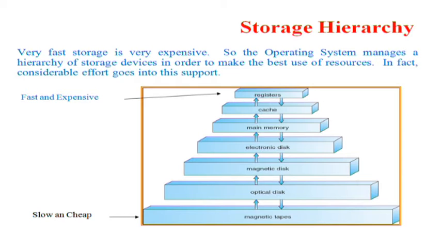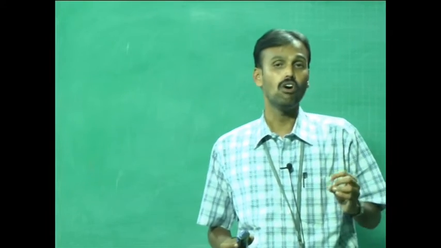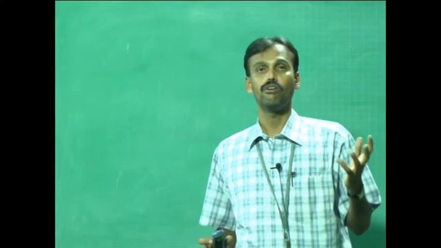The fast and expensive ones start at the register level. Then come things which are less fast and less expensive, such as caches, main memory, electronic disks, magnetic disks, optical disks, and finally the magnetic tapes, which are slow and cheap. So depending on the application, you can pick and choose between either fast and expensive or slow and cheap. The performance depends upon the amount of money you spend on it.